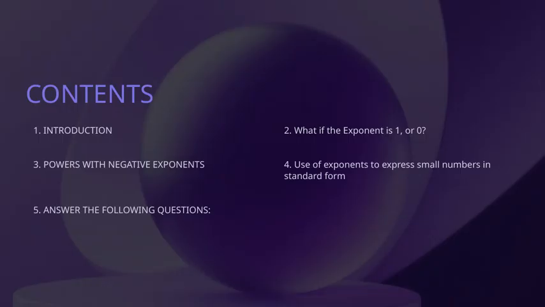Now, let's take a closer look at slide 2, which covers the question, what if the exponent is 1 or 0? This is an important concept because it helps us understand some fundamental rules of exponents. When the exponent is 1, the number stays the same because any number raised to the power of 1 is just itself. For example, 5 to the power of 1 is simply 5. It's a straightforward idea, but it's key to remember because it helps simplify expressions.